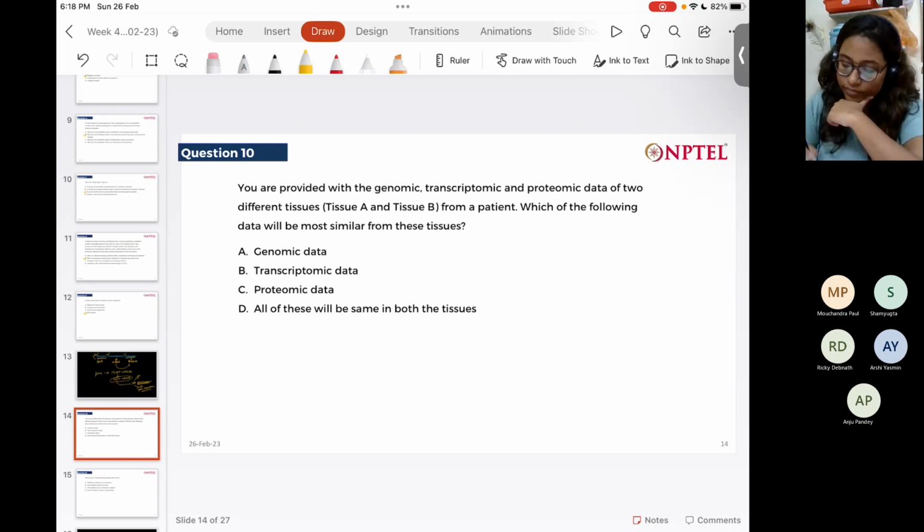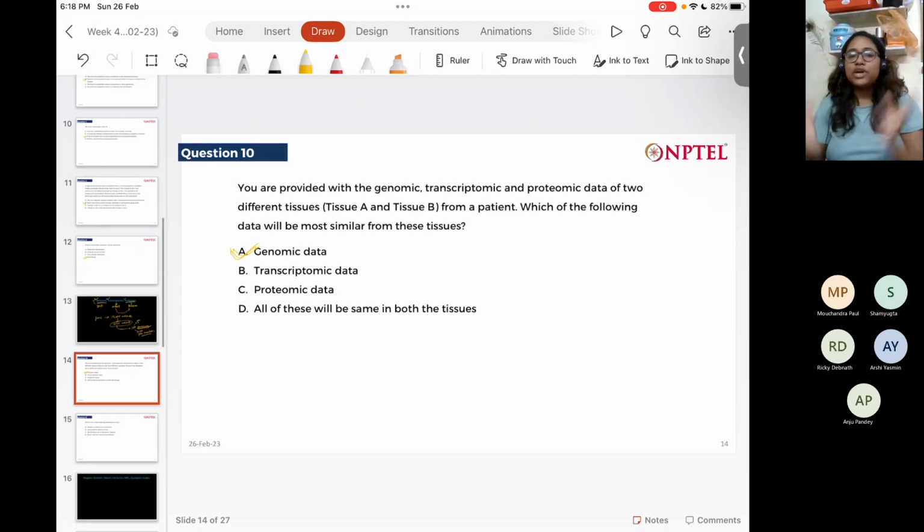Genomic data. Correct. As I told you, genomic data is static in nature, and all the cells in the body have the same genomic content. Once the embryo has formed, with the chromosomes from the mother and father, the mitosis process happens, they get multiplied and then divided into daughter cells. The genomic data is exactly the same.